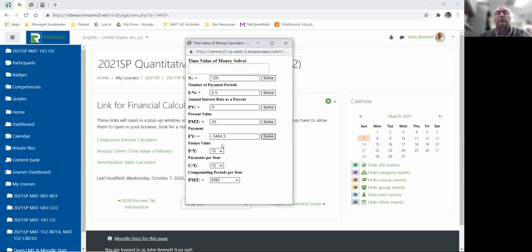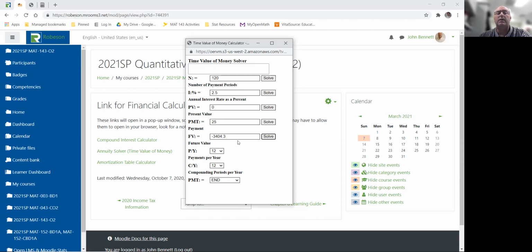So we click solve. And you notice that it gives us $3,404.30. Don't worry about the fact that it's negative. The calculator uses the negatives in various combinations along the previous value, payment, and future values. I'm going to mention that in one example in just a minute. But for the most part, you don't have to worry about whether it comes up negative or not.